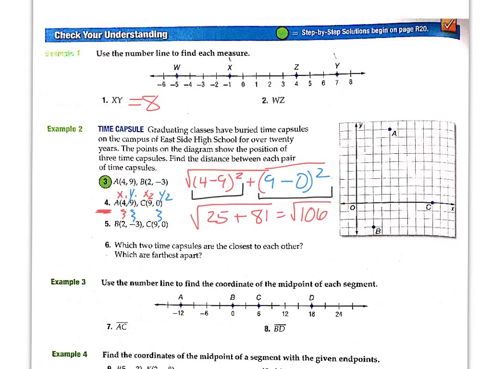Now, if it wants an estimate, you would type that in on the calculator and you would get approximately, that's what that symbol means, 10 point something. I don't have my calculator, but that's how you would do that problem.